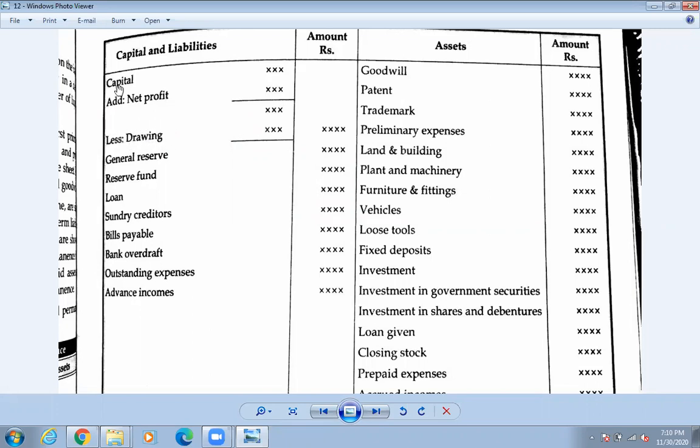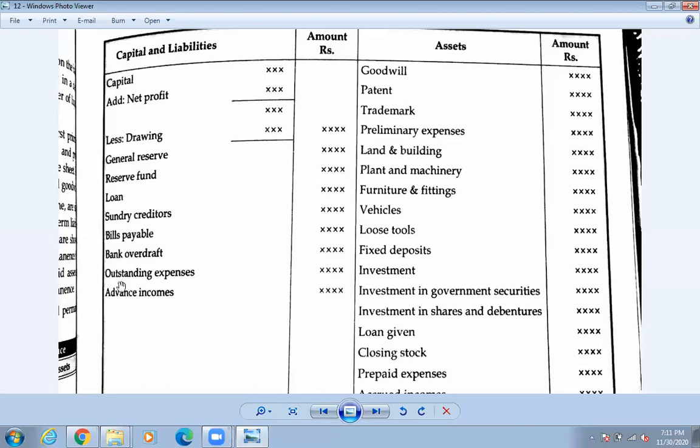Capital: in the business you have kept something, that is called the capital. And whenever you are investing in some other projects, buying lands and different things, that is called the investment. Your investment is capital. The investment which is done in your office, for business, that is the capital. So capital, net profit will be added, plus net profit, and drawing must be subtracted, less drawing. So these are three things you need to remember.